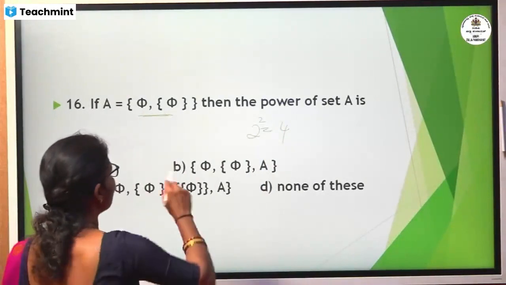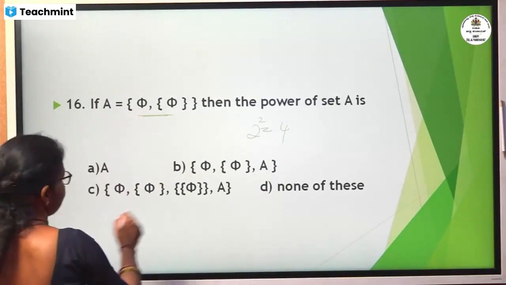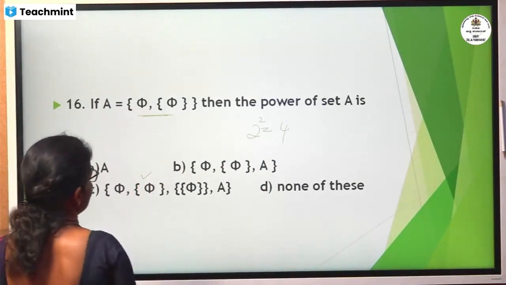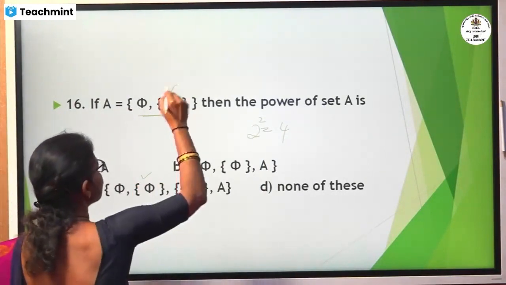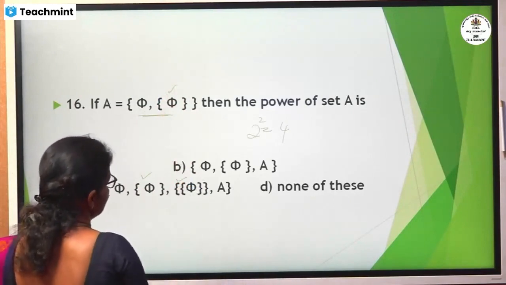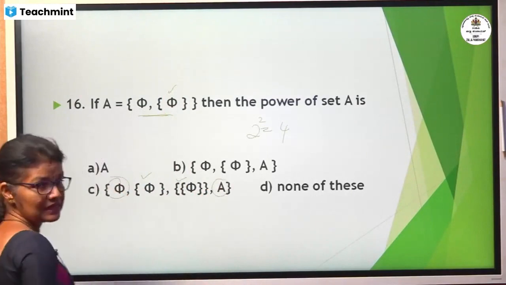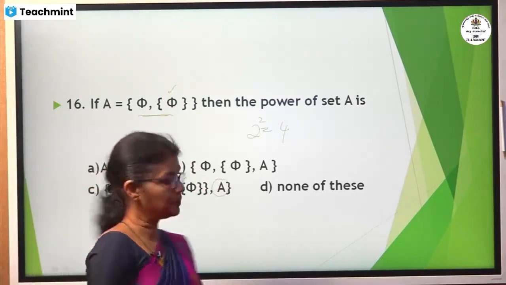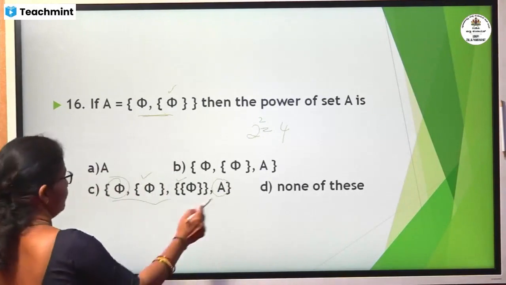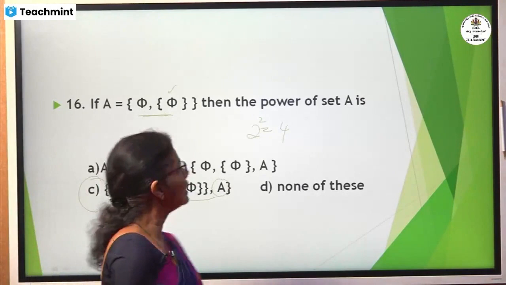Now you have to check with the options. What are those? You have 5, so the singleton set 5 you can consider. You can consider the set with 5, that is this one, then the given set, and the null set, because the null set itself is a subset. So we have 4 elements here. So the answer option is C.